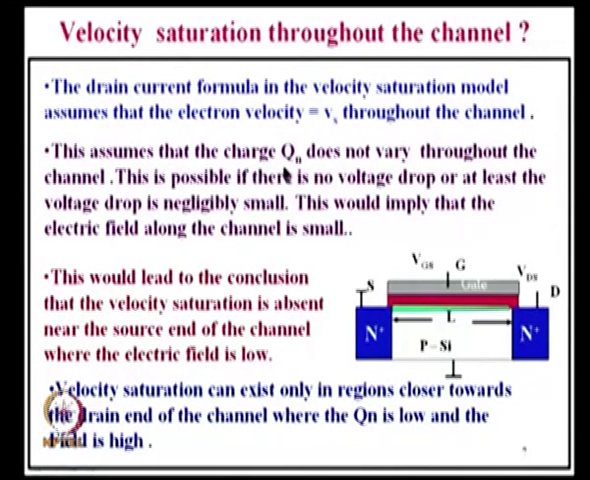This assumes that charge does not vary throughout the channel, which is not correct. So, from what we have discussed, if the charge does not vary, it means there is no voltage drop, but there is a voltage drop across the channel if there is current flow. So, this will lead to the conclusion that velocity saturation is absent near the source end of the channel where the electric field is low, lower than the saturation 30 kV or so, and velocity saturation can exist only near the drain end.